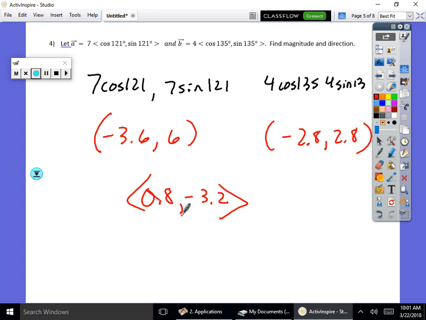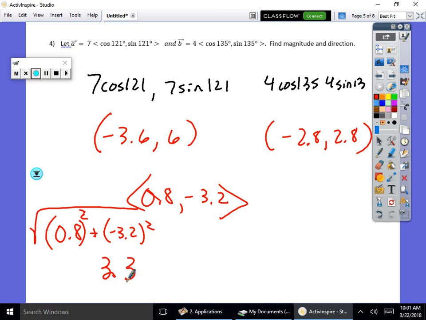Yes? What do I do with these two numbers to find the magnitude? Square them and add them, and then square root. Yep, so negative 3.2 squared. And I square root that, and my magnitude was 3.3. Cool? How do I find the directional angle?